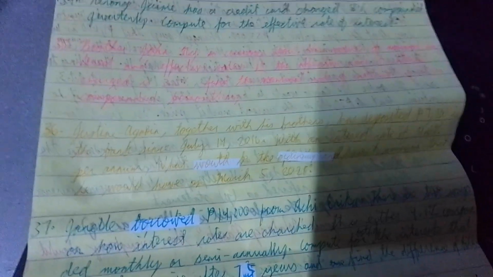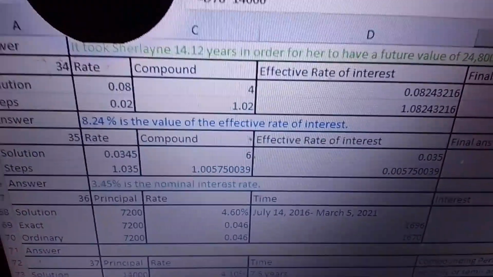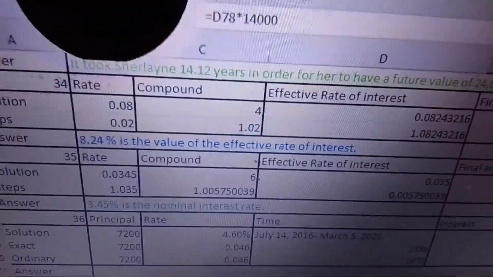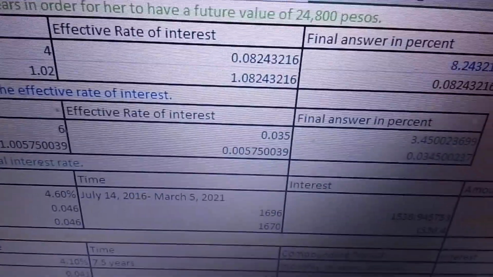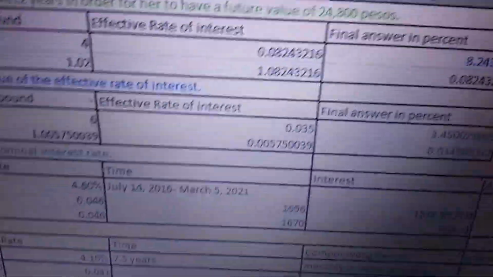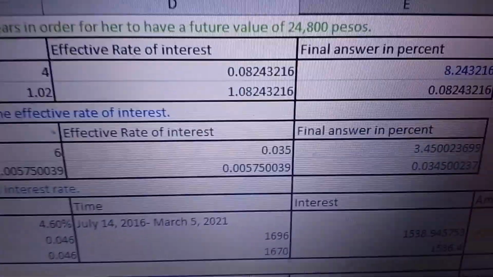So what is the problem here? This is simple interest, but this time, it implies the conversion of time. So now let's go to number 6. Here's how I did the solution sheet. First, I identify what the P is. The P is 7,200 pesos. The rate is 4.6%. The time is from July 14, 2016 to March 5, 2021.